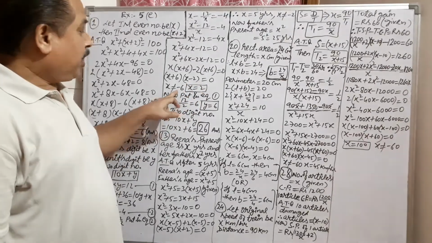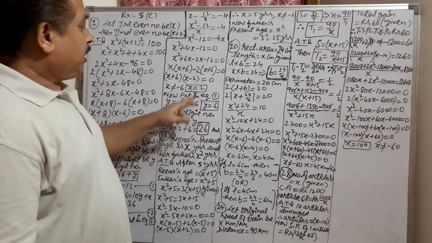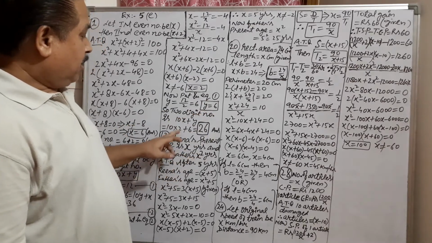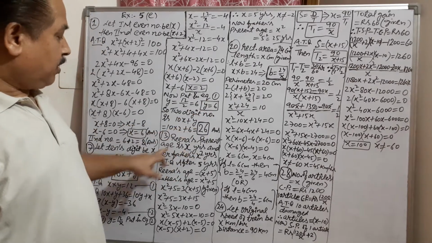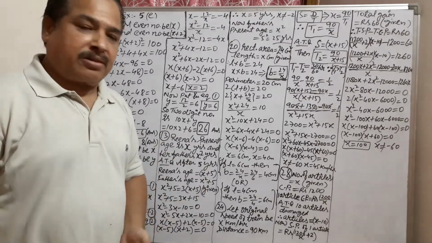The negative part you have to avoid. Now x is coming as 2. Putting the value of 2 in any one of the equations, I am putting it in 1. So y is coming as 6. Now what is the original number? 10x plus y. Put the values here. What is the answer? 26.